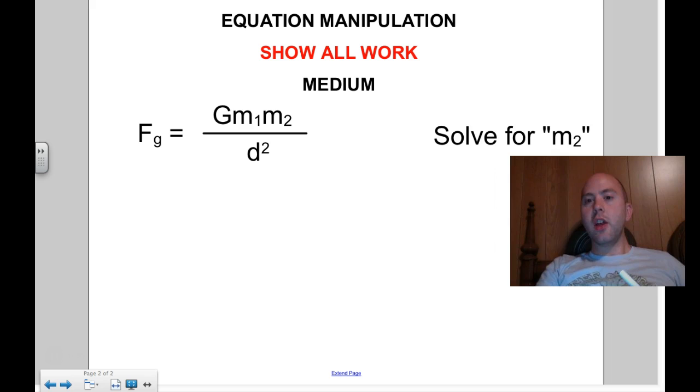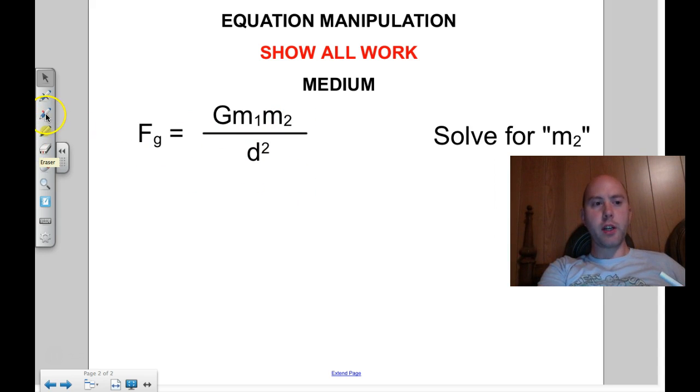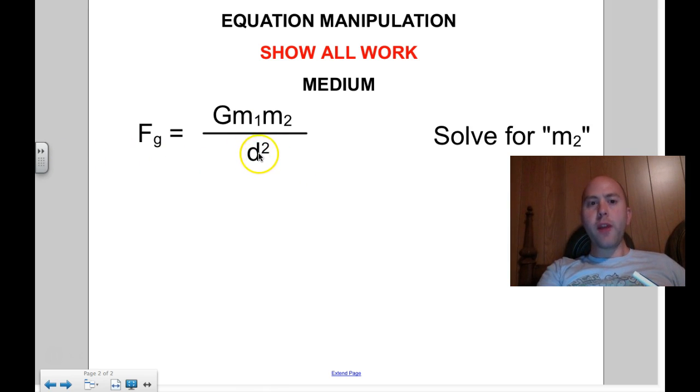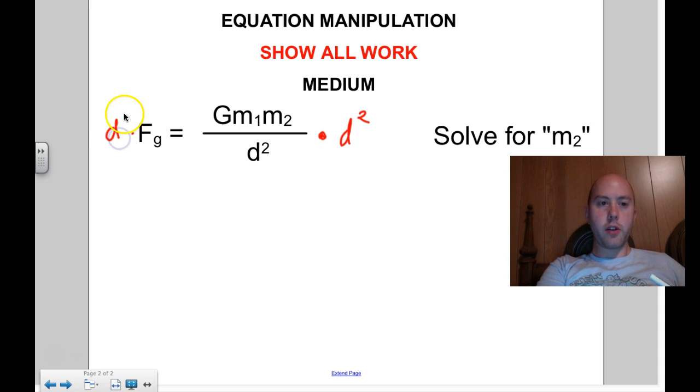And in this case, the one we want is mass 2. So we want to get mass 2 by itself. All right, how are we going to do that? Well, the first thing we're going to do is get rid of this denominator, this d squared, the distance squared. How can I bring the distance squared over to the other side? Well, to get rid of a denominator, you multiply both sides by that variable. So I'm going to multiply both sides by the distance squared.